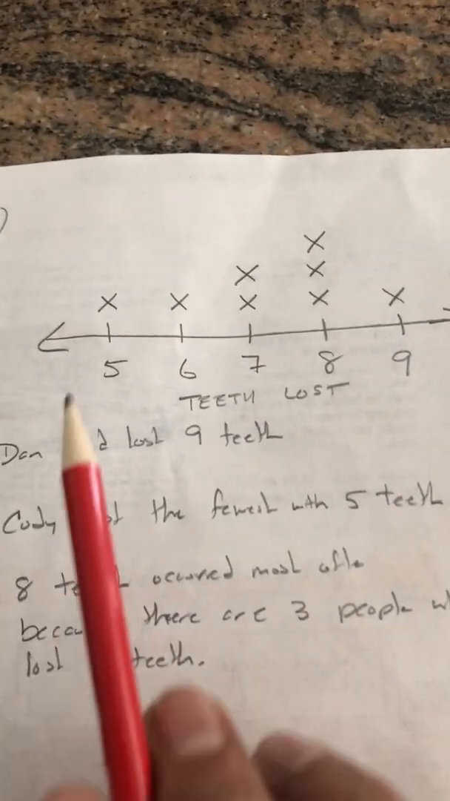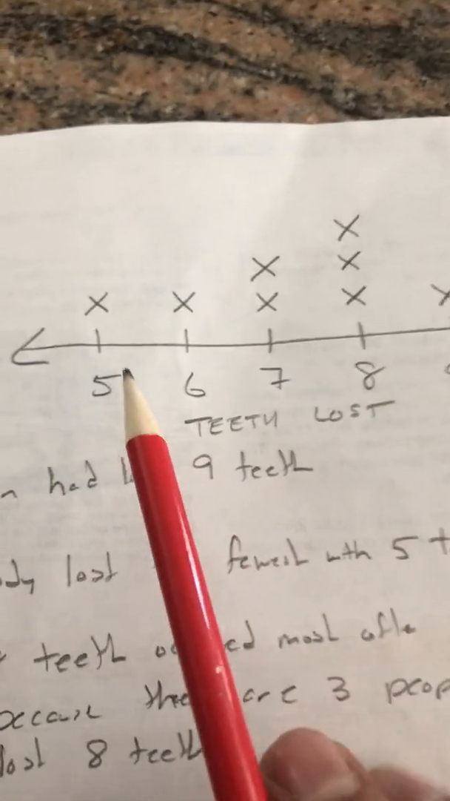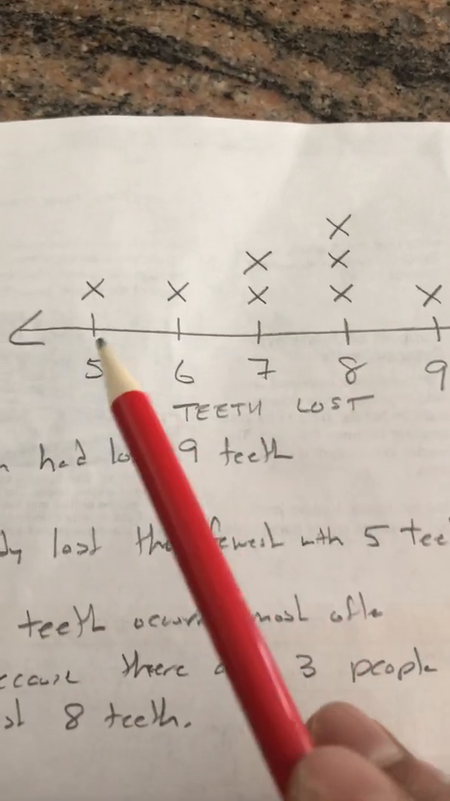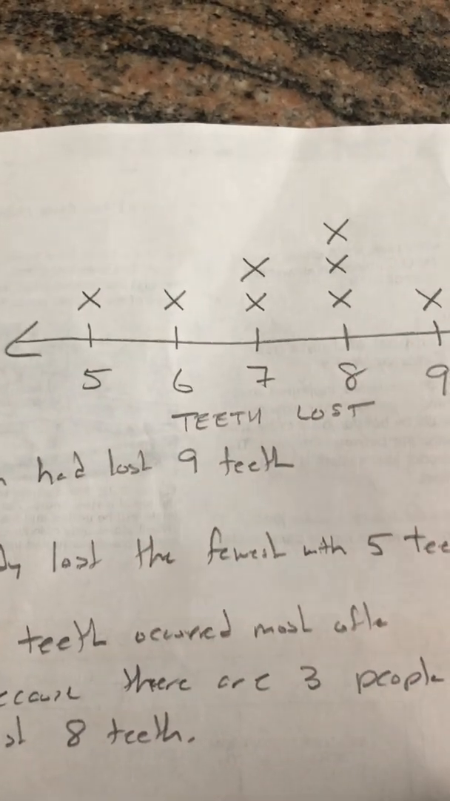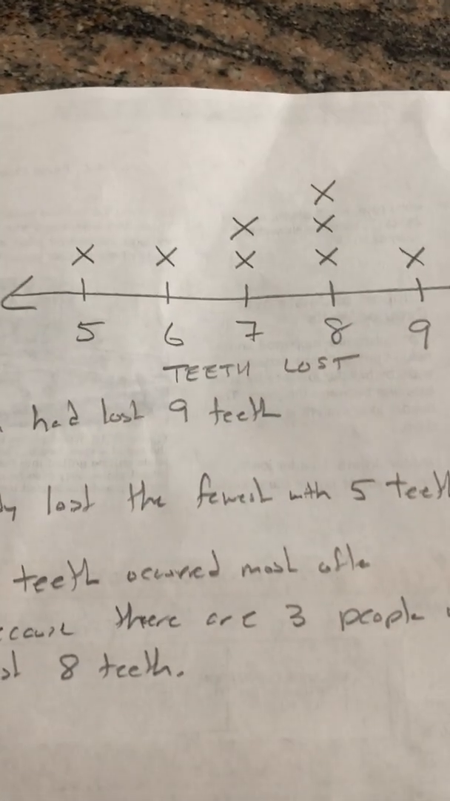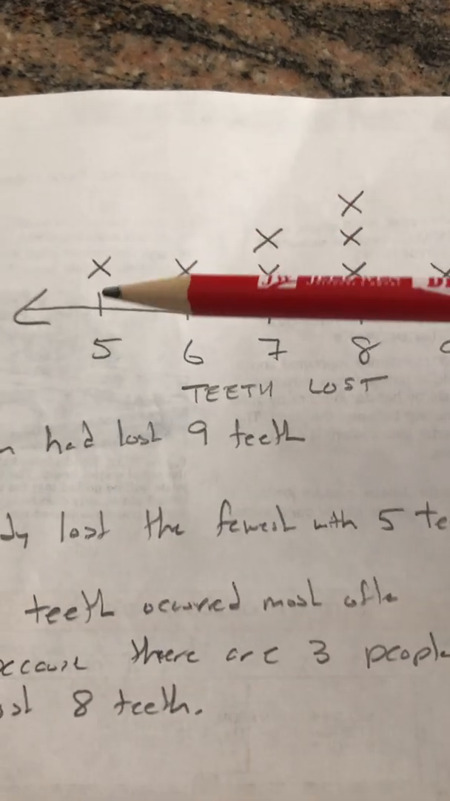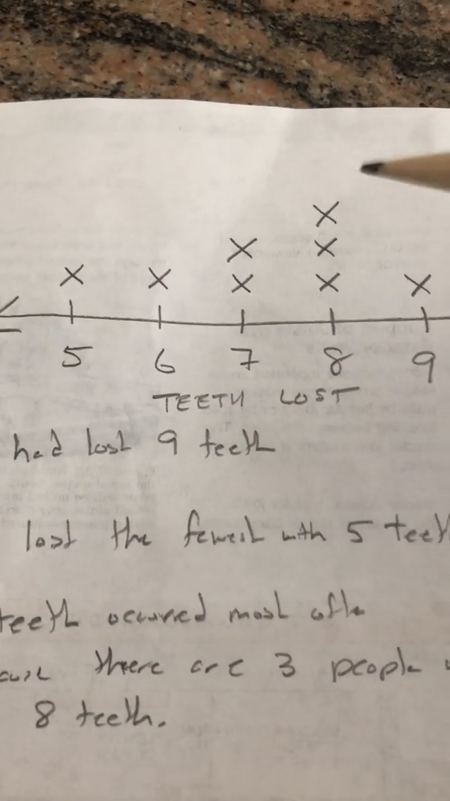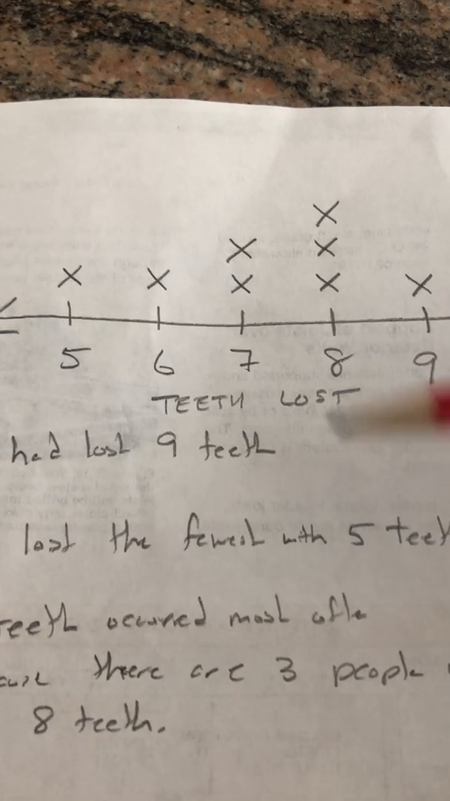So, with the solution. The first thing I did was part A, which was create a line plot. So over here, I'm going to make a number line. Now on my number line, I only have to represent the numbers 5 through 9. Now why? Because 5 is my smallest number, 9 was my largest number. So what I've done here is I've placed an X above each number for the amount of students that had that many teeth that they lost.